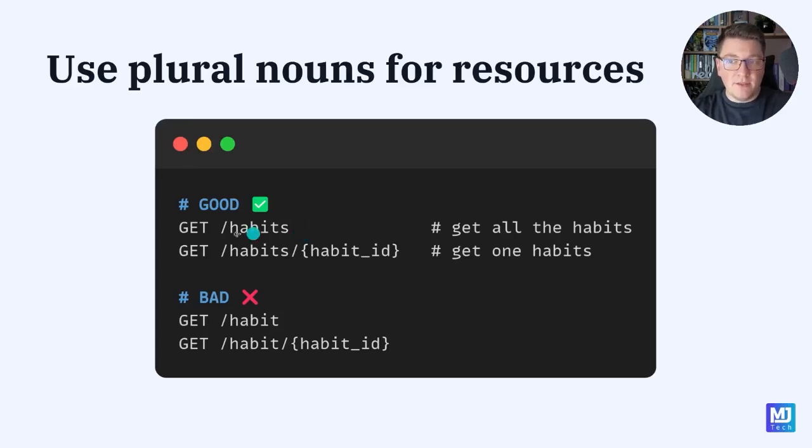And then for a single habit, which is this resource here, we would append the resource's identifier to form the URI. As with any best practice, there will come some edge case that doesn't really fit the narrative, and in those situations, it is perfectly acceptable to structure your URIs in a way that makes the most sense.